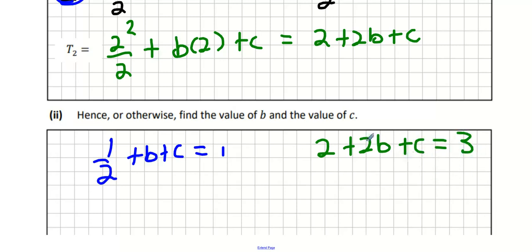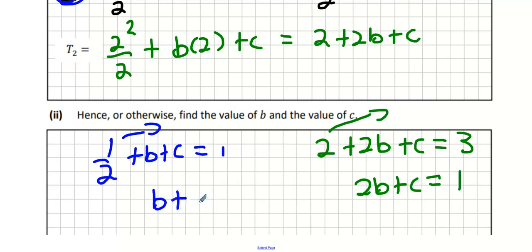You go with that? I'm going to move the 2 over to your side. What do I get? 3 take away 2? 1. Okay. I'm going to multiply both sides by 2. Let's get rid of the fraction. Actually, you don't have to if you don't want to. It's your call. Alright, we bring the half over to your side and take it away from 1. What's 1 take away a half? B plus c equals half.